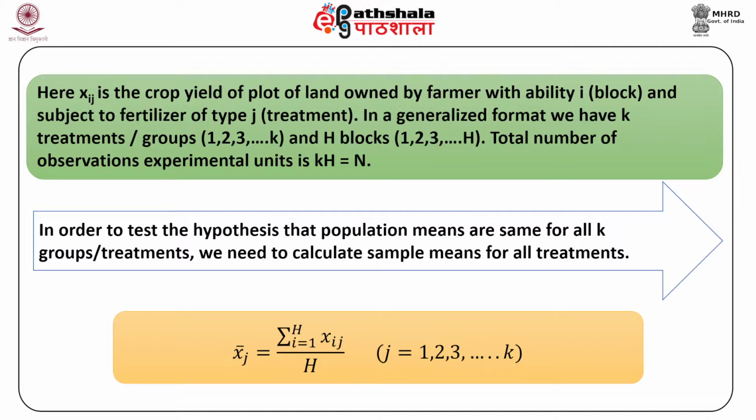In order to test the hypothesis that population means are the same for all K groups or treatments, we need to calculate sample means for all treatments. So we denote Xj bar equal to summation of Xij, where the summation is over I, which ranges from 1 to H, divided by H, and J ranges from 1 to K. So for each J we calculate Xj bar.